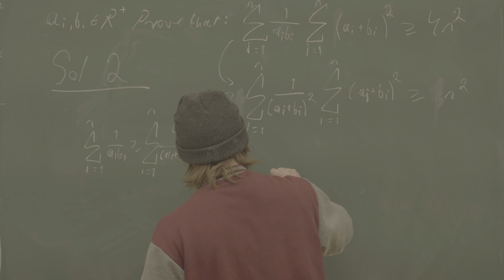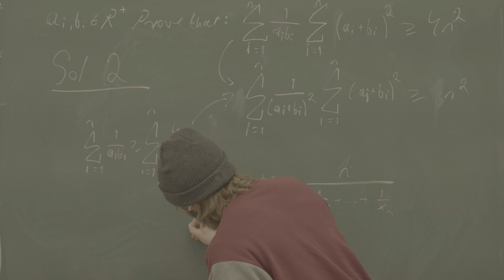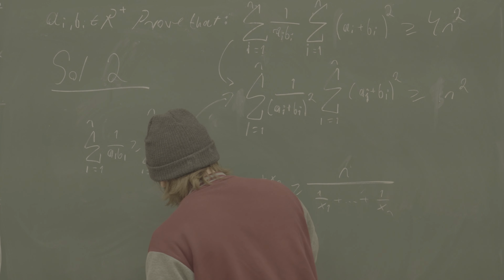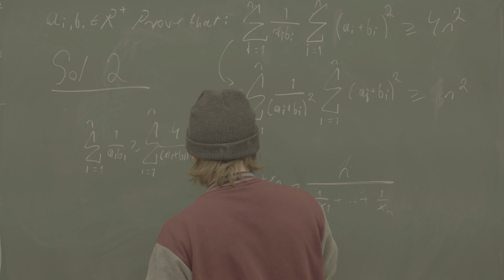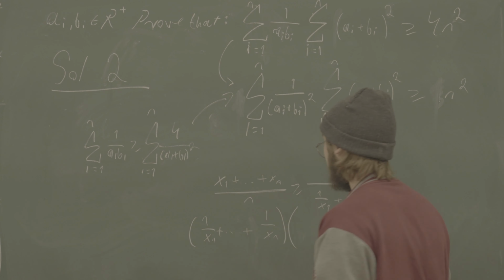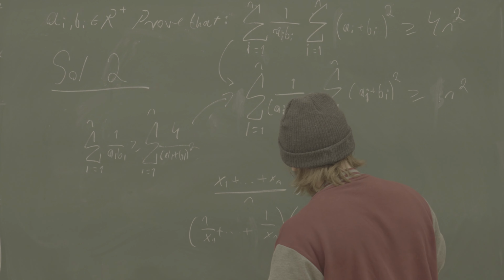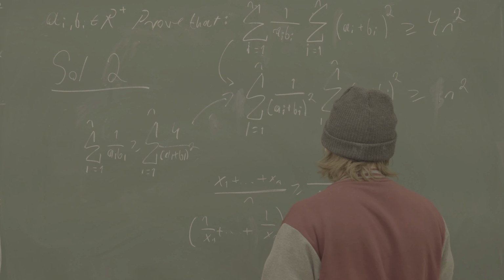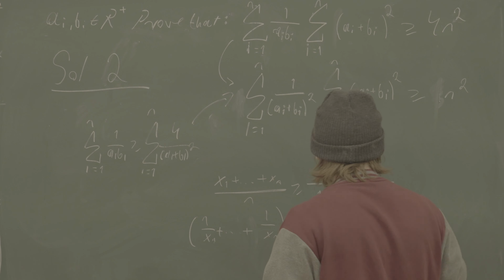Well, we care because now if we multiply both sides of this inequality by n, and we also multiply this entire inequality by the sum of the reciprocals, we're going to be left with 1 over x1 up to 1 over xn, this plus is absolutely awful, and we multiply this entire sum of those reciprocals by the sum of x1 up to xn. This is going to be greater than or equal to n squared.